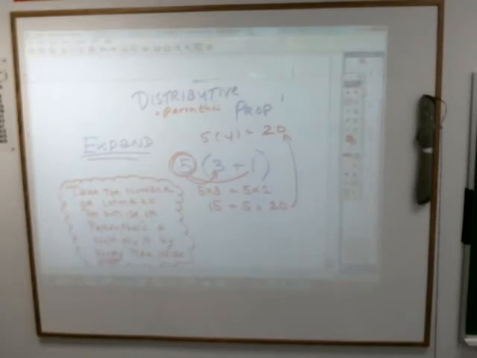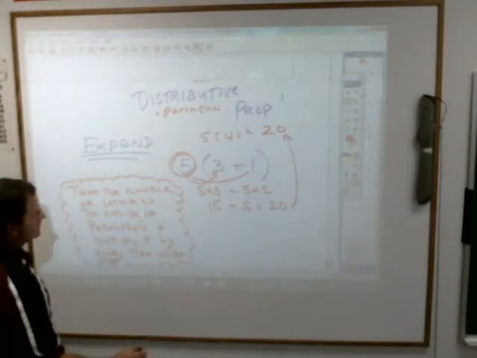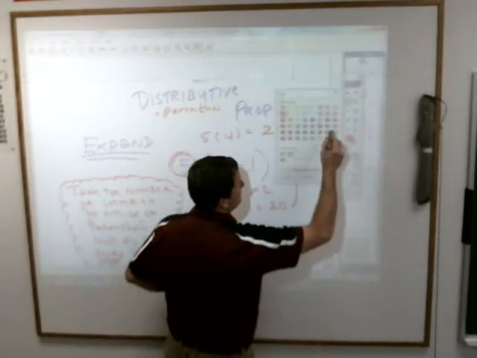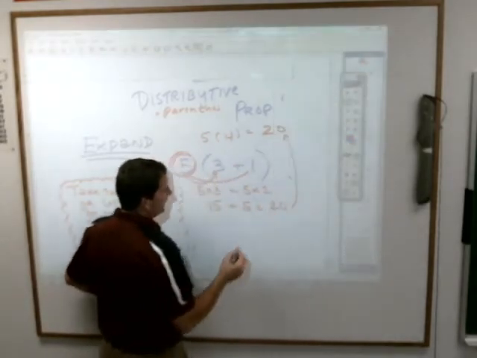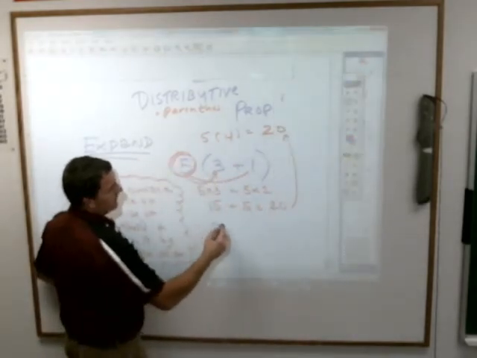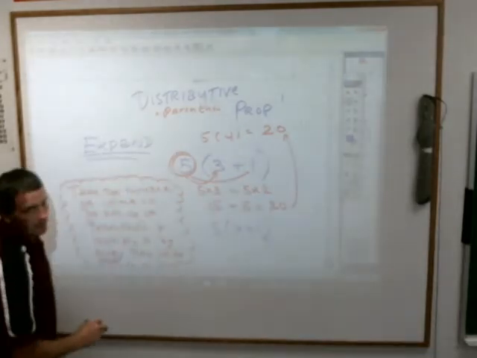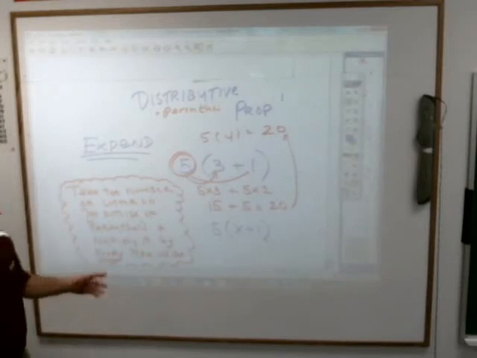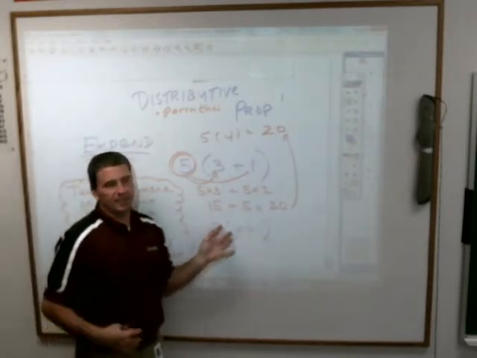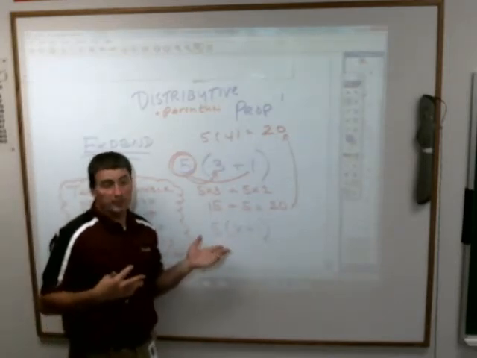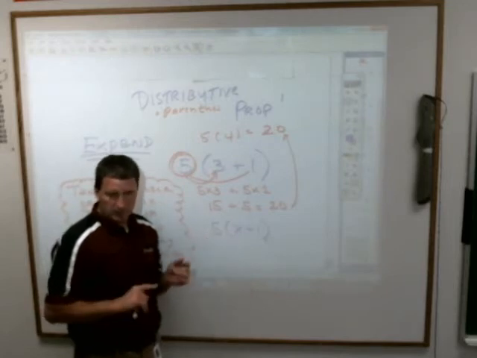But somebody right now is saying, why in the world would we ever want to do that? Jacob, say it because I know you're thinking it. Well, good point, Jacob, because sometimes in the parentheses are things that you can't put together. What if I had 5 times x plus 1? I cannot put an x plus a 1 together. They're not what we call like terms. We'll get more into that later.